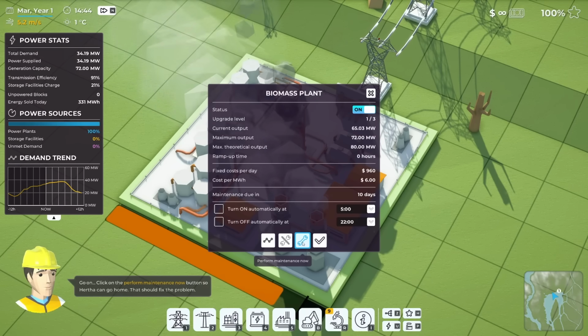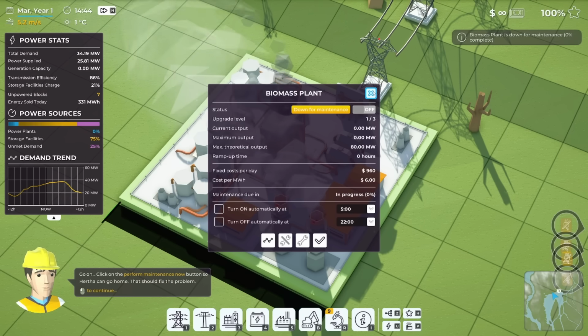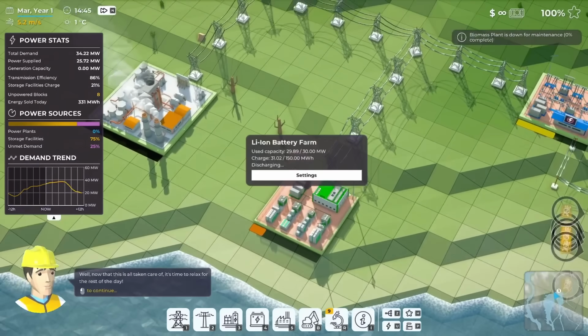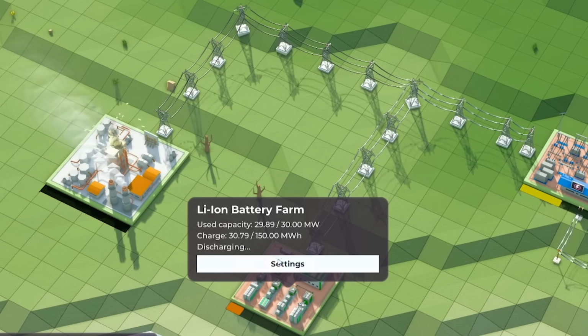So we're going to perform some maintenance, get that fixed. The power plant will be offline for 3 hours though. Blimey. So do we have enough power in this to cope? You can see on the power lines, there's no power coming from there now. It's all coming from our battery farm.